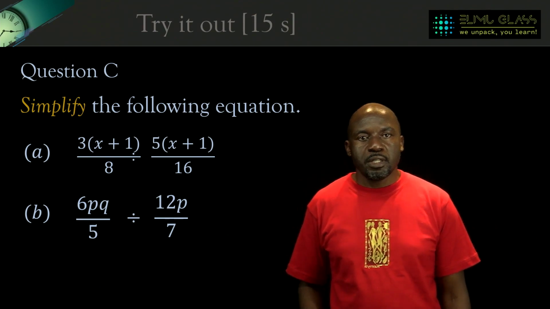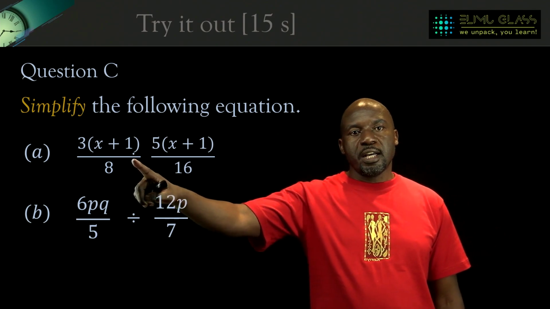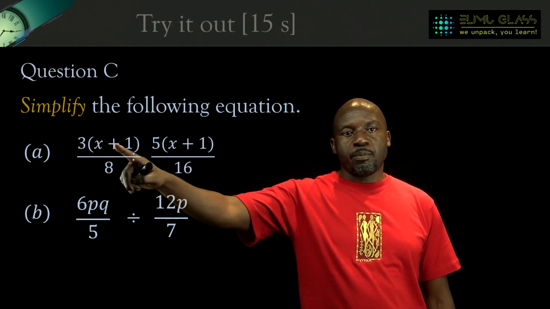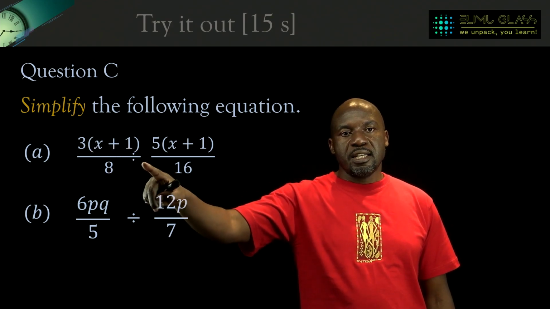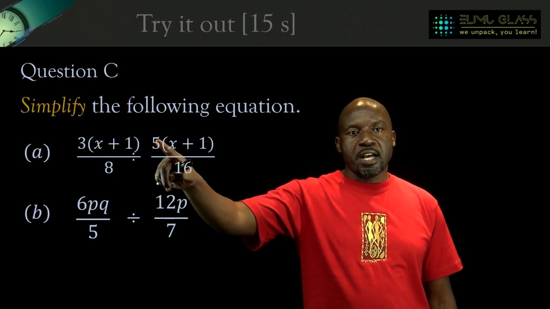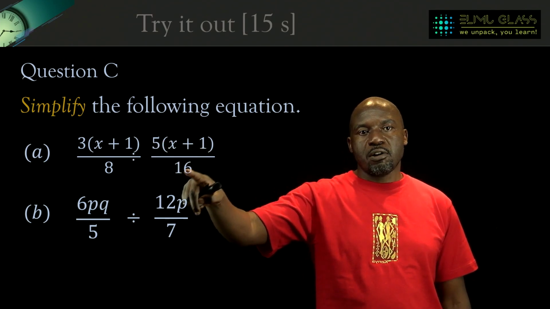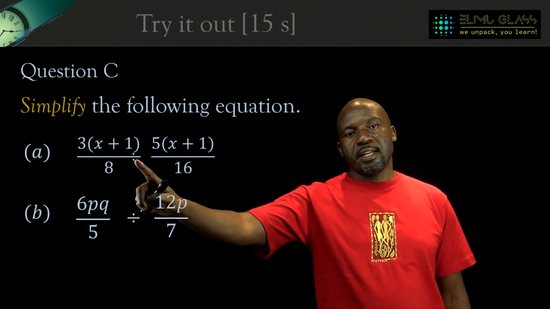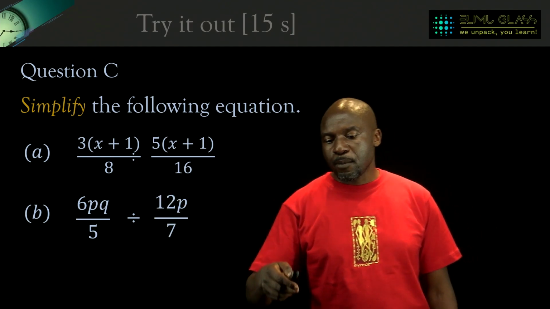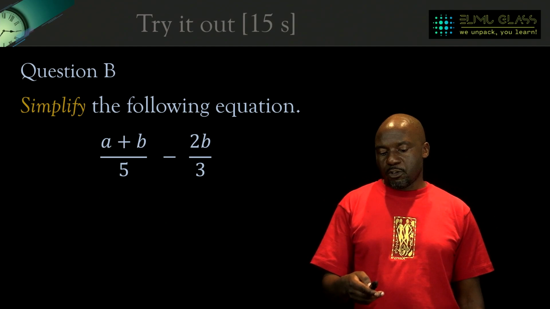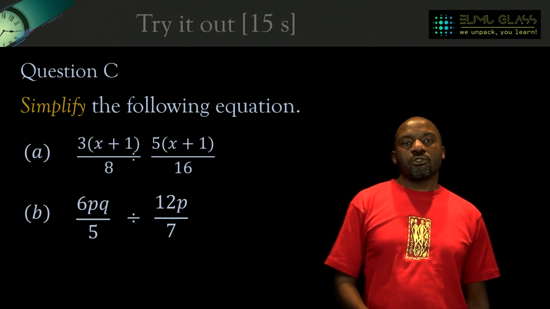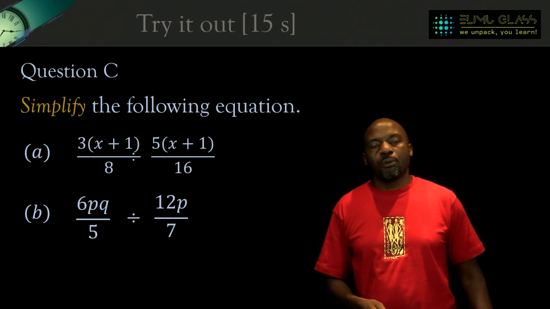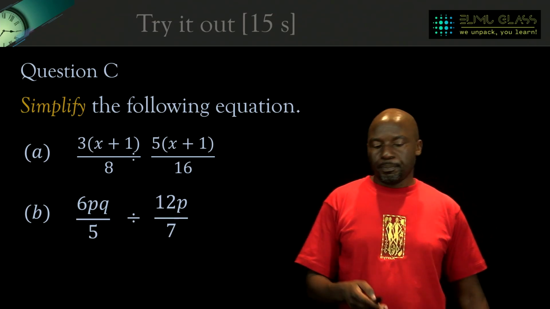This is supposed to be divide, so this has kind of moved. So it's 3 into x plus 1 over 8, divide by 5 into x plus 1 over 16. Okay, try to solve that. This is divide, just the same as that there. What about the previous one is subtract, so that is just simplifying. So try those ones out. Divide. Okay, pause the video, try them out.